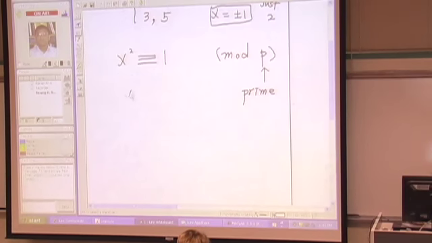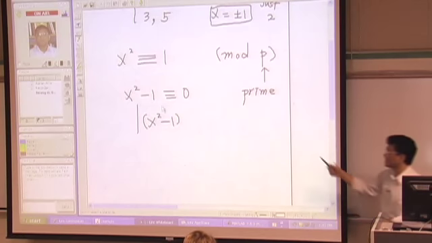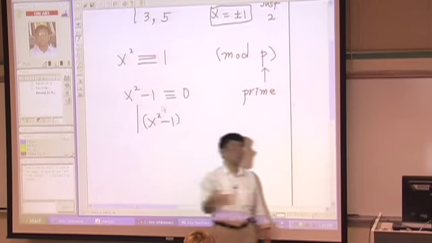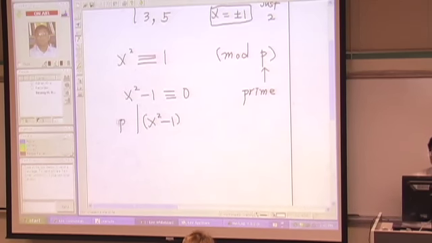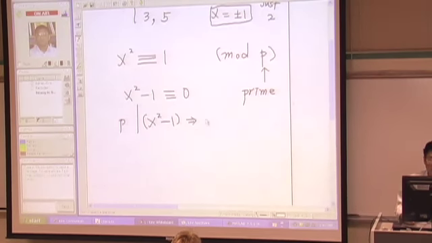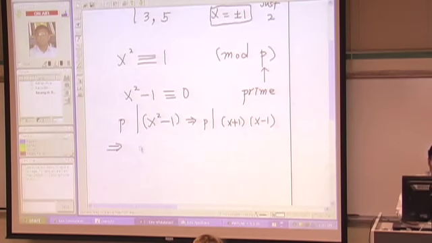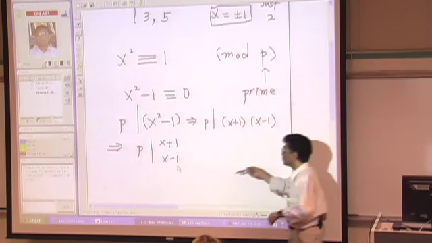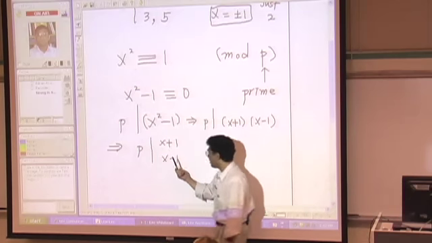So we rewrite the problem using this. Then this is equivalent to saying what? x squared minus 1 is divisible by the prime number p, right? Any questions? And we can factor the left side: x plus 1 and x minus 1. And from this, we say that p divides x plus 1 or x minus 1, right? From the theorem that I proved before, p divides x plus 1 or x minus 1.